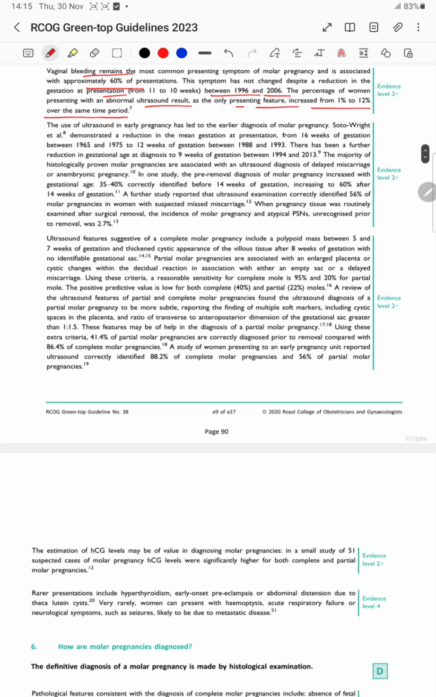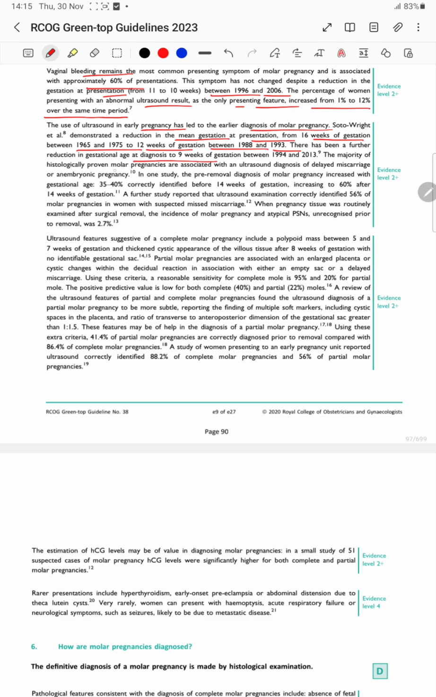The use of ultrasound in early pregnancy has led to earlier diagnosis of molar pregnancy. There is a reduction in the mean gestation at presentation from 16 weeks of gestation between 1965 and 1975, to 12 weeks of gestation between 1980 and 1993. There has been a further reduction in the gestational age at diagnosis to 9 weeks of gestation between 1994 and 2013.